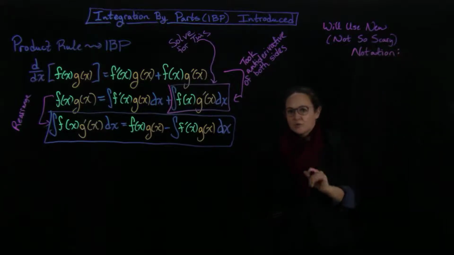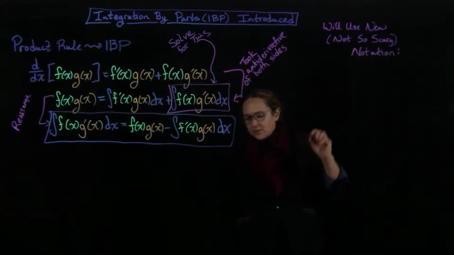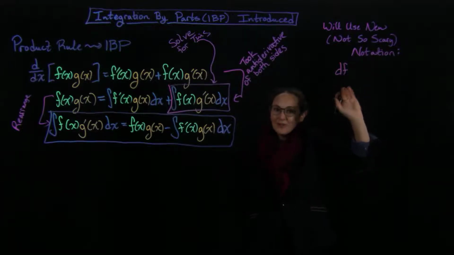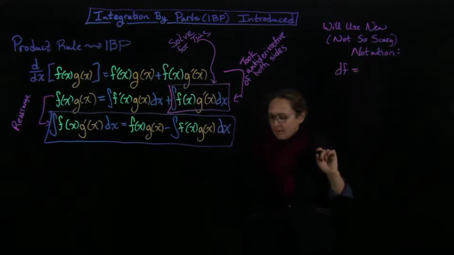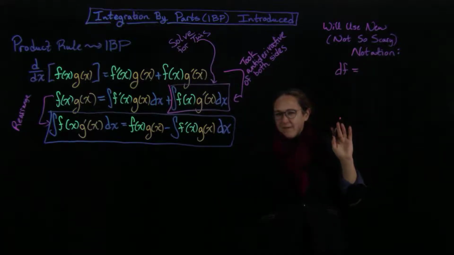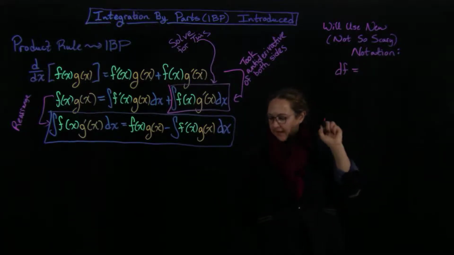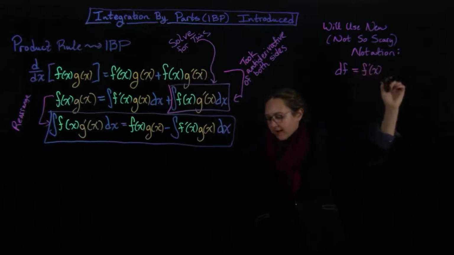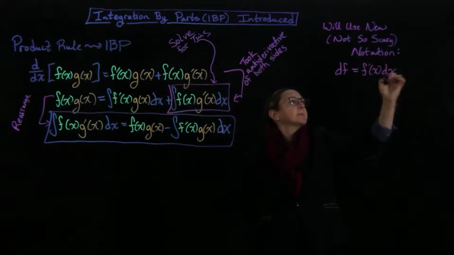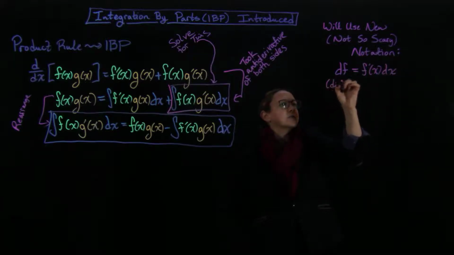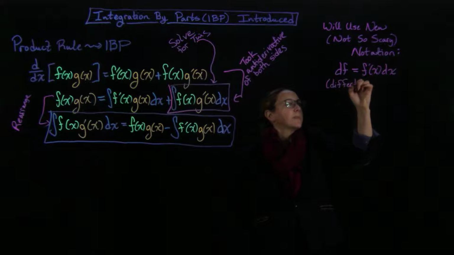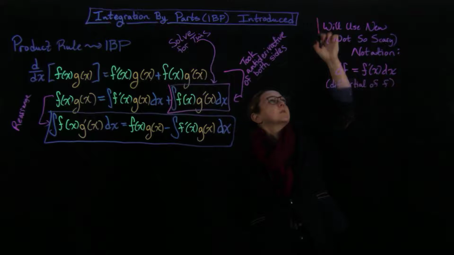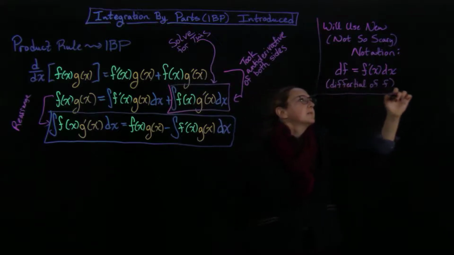So what is this new not so scary notation? It's going to be that if I write df like this, the word for this is the differential of f. Not the derivative of f, but the differential of f. This is going to equal the derivative with respect to x of f, dx. And the name for this, just so that you know, is the differential of f. Okay, so we're going to want to use this. I'm going to put this in a box so that we can use it.